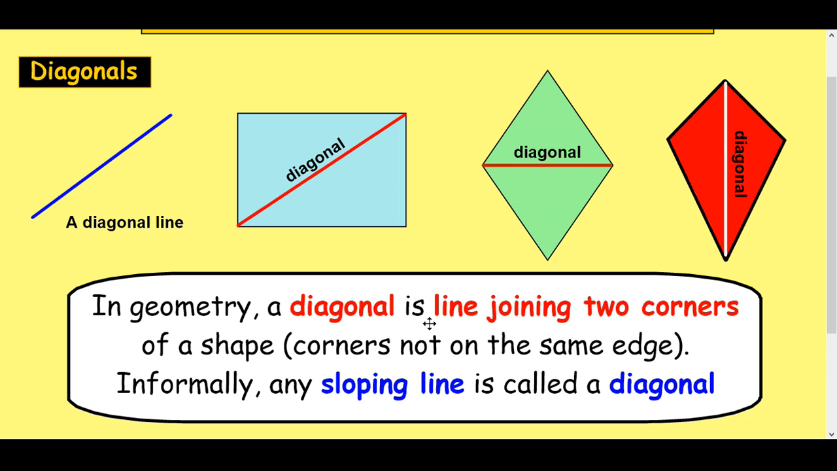In geometry, a diagonal is a line joining two corners of a shape. Corners not on the same edge, because if you joined the corners on the same edge here, you would get a line along the perimeter of the shape. Informally, any sloping line is called diagonal, but that's what we're going to refer to as diagonals from now on.